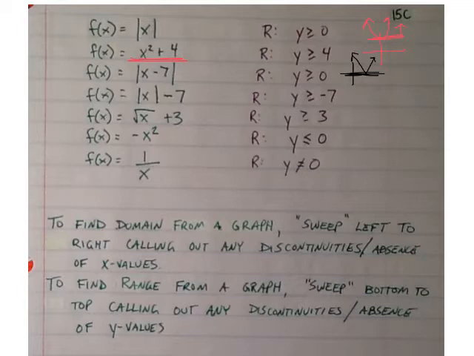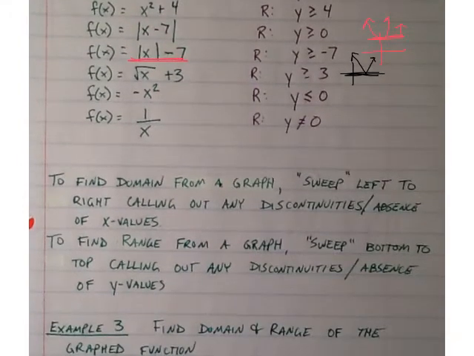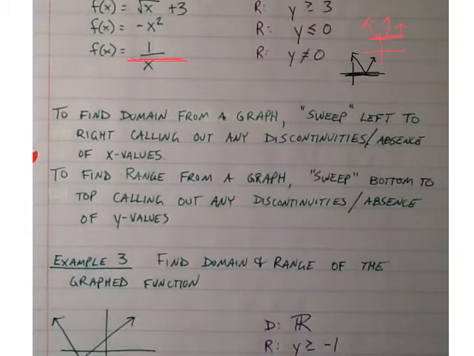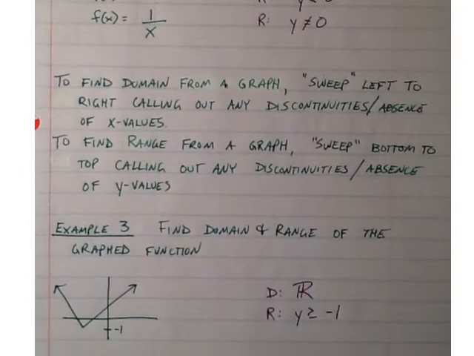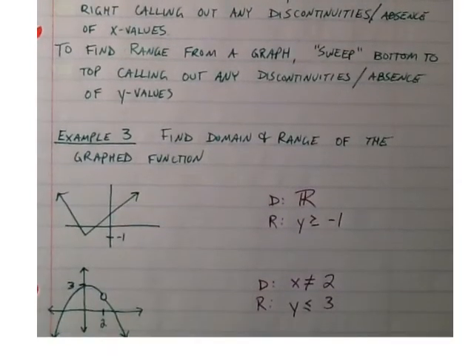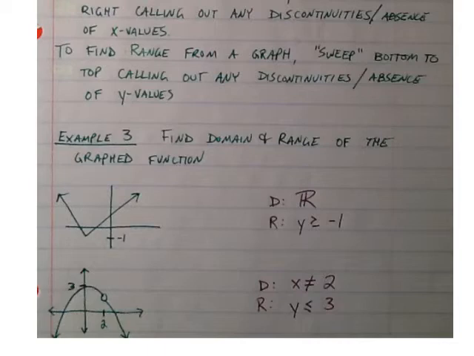So since I'm suggesting drawing the graph, I suppose it would be important for us to understand how to find domain and range from a graph. So what I suggest is to find the domain from a graph, you're going to sweep left to right and list all of the x values that exist, or if there are discontinuities or absence of x values. So in this case, as we move from left to right, all of our x values are accounted for, so our domain is all real numbers.